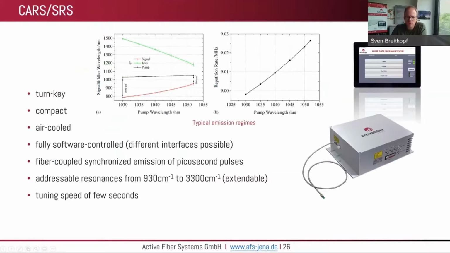And this just shows how the tuning works. It's a bit too specific right now, maybe. But in general, these systems are very compact, turnkey, air-cooled, and you can control them via software. And you can address a wide range of resonances. Typically, you only need the range below 3,000 inverse centimeters, but sometimes for different molecules, you need different ranges as well. And the tuning speed is very high, in the range of seconds to tune over this wavelength range. So you can actually have video time imaging.